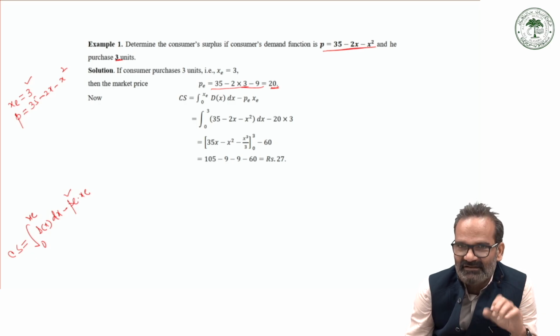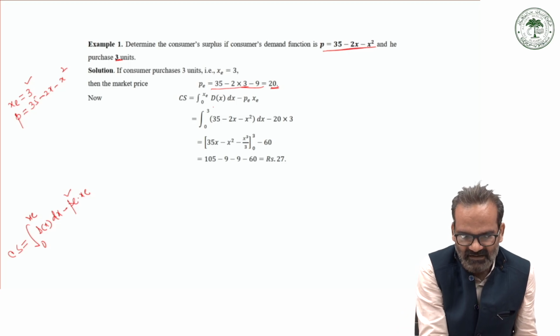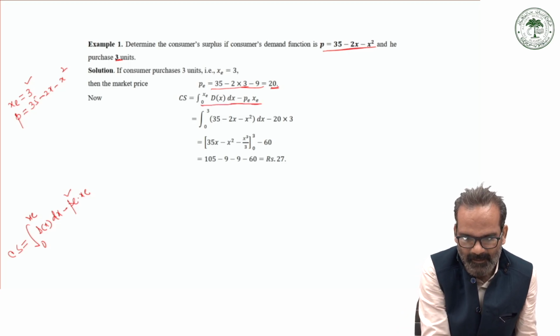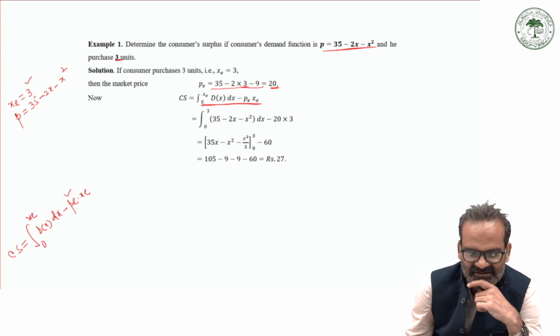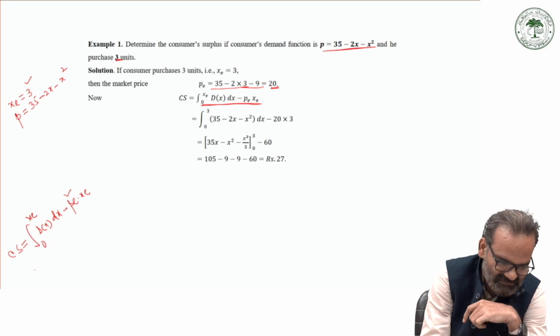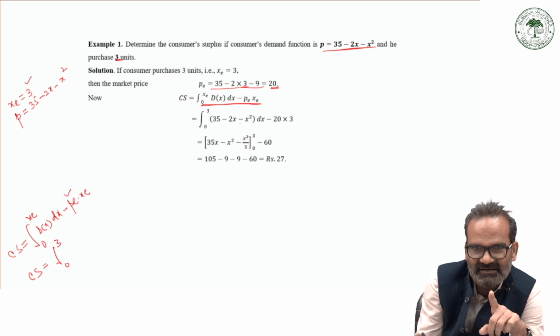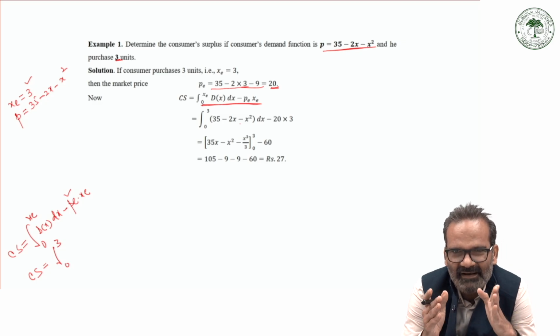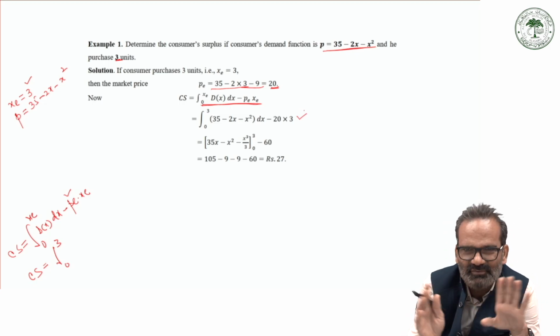Now see what is happening with the consumer. The consumer surplus is this, right? The formula is the integral from 0 to XE of the demand function dx minus PE and XE. So CS is given by the integral from 0 to XE, which is 3, of the demand function 35 minus 2x minus x square, very simple, minus PE, which comes out to be 20, and x is 3. So we get this equation. I think up to here there is no problem.